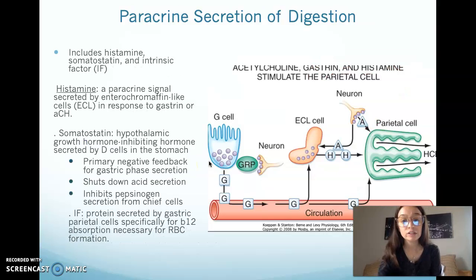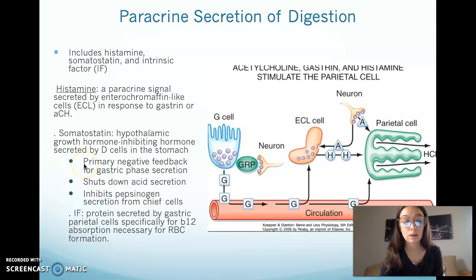Now we're going on to paracrine secretion of digestion. This is including our histamine, somatostatin, and intrinsic factor responses. So our histamine, first of all, is a paracrine signal secreted by the ECL cell in response to gastrin or acetylcholine. Now, if you look quickly over to the right-hand side of the diagram, we have our ECL cell right here, and the neuron receiving any input, which is going to activate the parietal cells. And then again, our G cells, that's going to help aid in circulation of the absorbed nutrients from the bolus and the chyme that was digested in the gastric phase in the beginning.